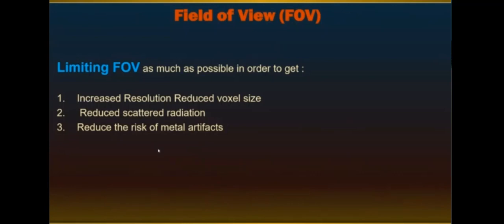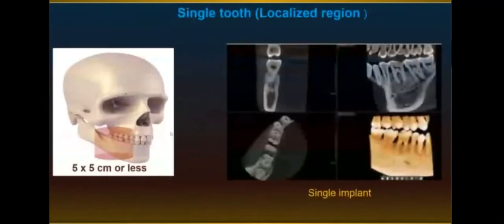So we try to limit the field of view in order to increase the resolution of the image. I don't want to go very deep into physics, but when you decrease the area to be scanned, automatically the voxel size, or the resolution, becomes better. So we try to use as minimum FOV as possible. Second is to reduce the risk of metal artifacts. After this point, we're going to go to the metal artifact issue.